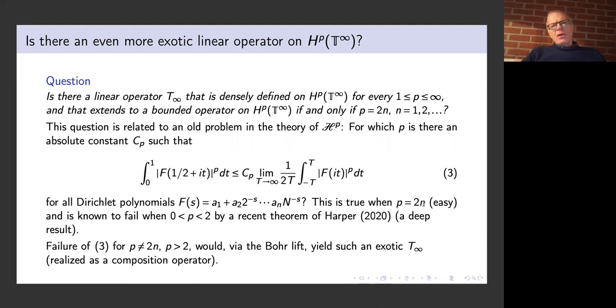And it is true when p is an even integer. And it is not true when p is between 0 and 2, which is a recent remarkable theorem of Adam Harper. But for p different from 2n, we don't know. But if it fails, then we would, via the Bohr lift, have our hands on such an exotic operator that I am talking about. It's not an operator here, but you can actually cook up a composition operator, which takes care of the operator part of the statement. So there is a very interesting relation, I think, to this embedding problem that has been with us for many years.